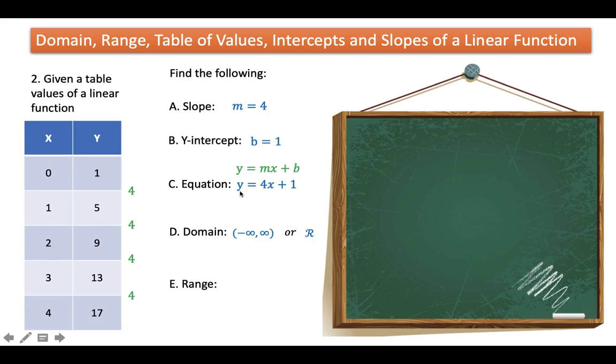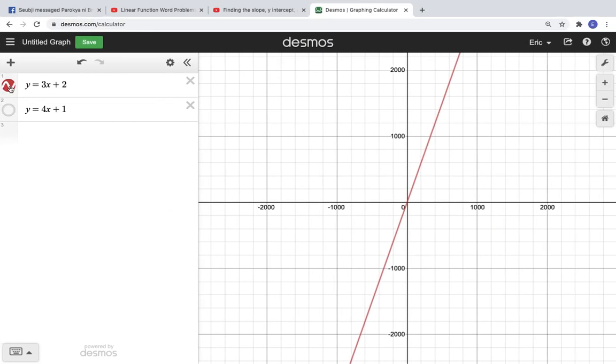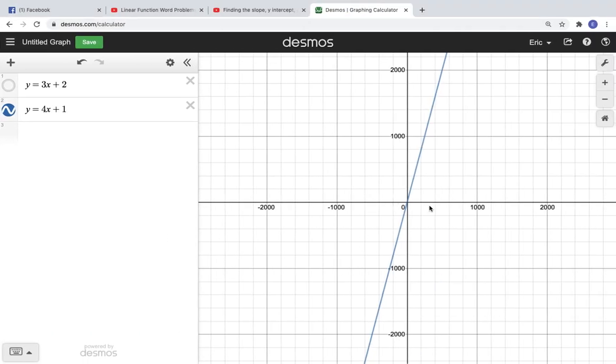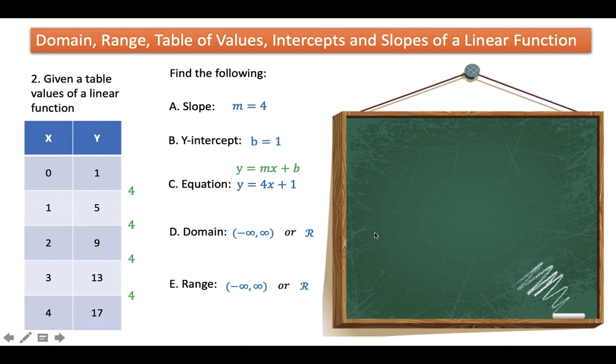Why? If we're going to graph this equation, it is a straight line and it keeps on extending forever. So it covers the positive x and the negative x. That's why it's negative infinity to positive infinity. For our range, it's just the same because this one extends going up and going down. And that's our answer.